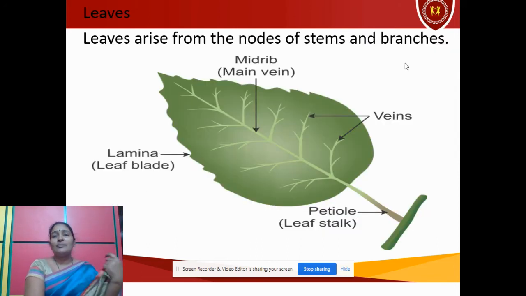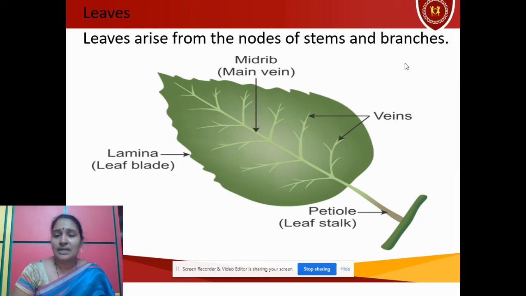Next, leaves arise from the nodes of the stems and branches. You know it very well. When you observe the shape or structure of a leaf, already you have studied in class 4. The exposed part of the leaf is called the leaf lamina or leaf blade. And there is a middle line which passes through the center of the leaf.